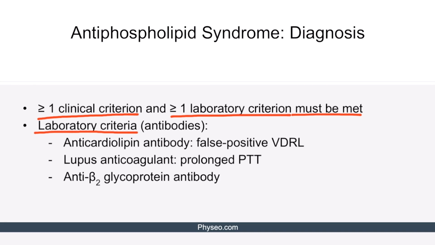Another antibody is lupus anticoagulant. Lupus anticoagulant falsely prolongs the PTT. This is because lupus anticoagulant inhibits the reagents used for measurement of PTT. However, please keep in mind that antiphospholipid syndrome is a hypercoagulable rather than hypocoagulable disorder despite prolonged PTT. The third antibody is the anti-beta-2 glycoprotein antibody.